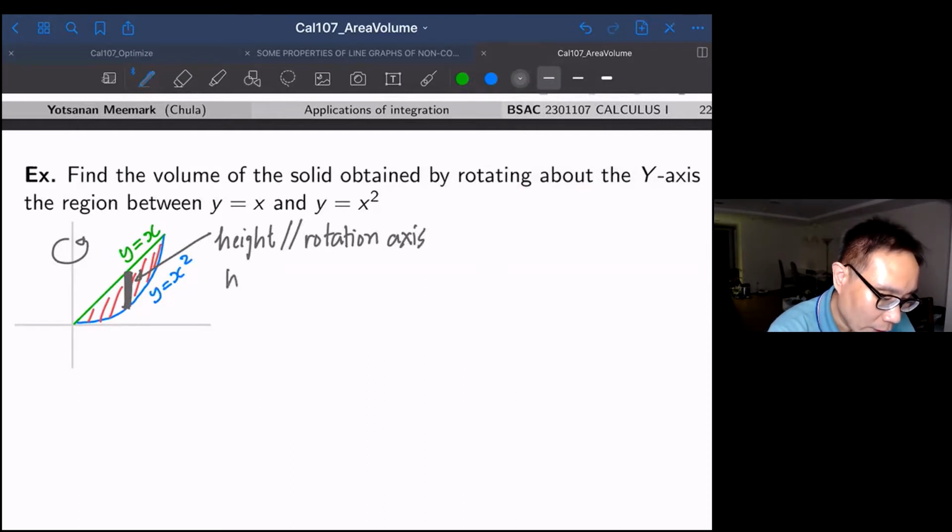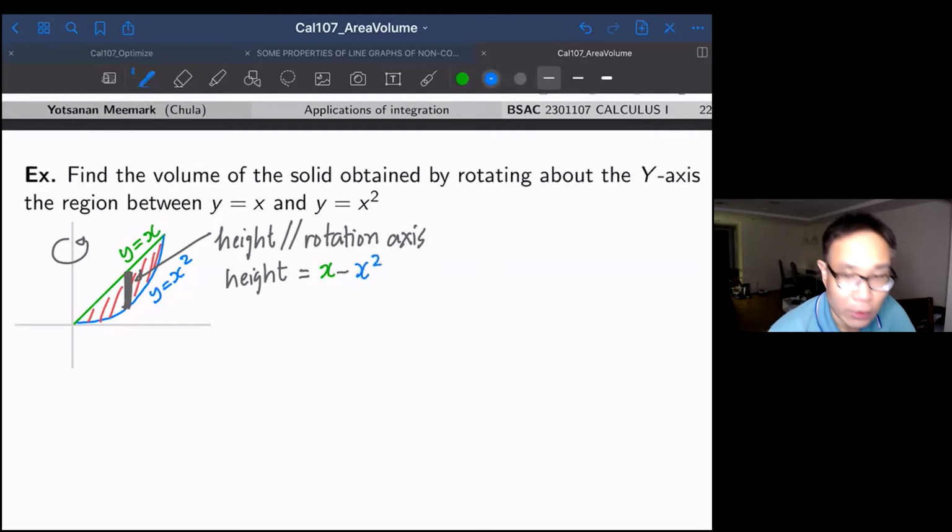So the height in this case is given by, so you see that it's going to be the green one subtract the blue one. Okay, so the height is equal to x minus x squared. So you have the higher one subtract the lower one. And for this one, it's going to be at (1, 1). Okay, and this one will be at the origin.